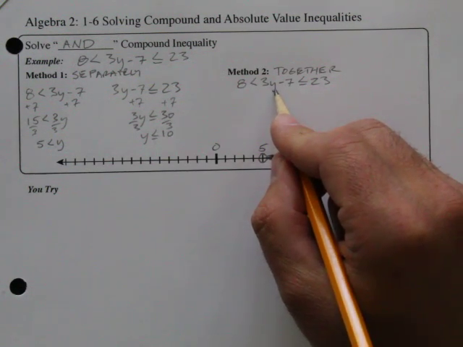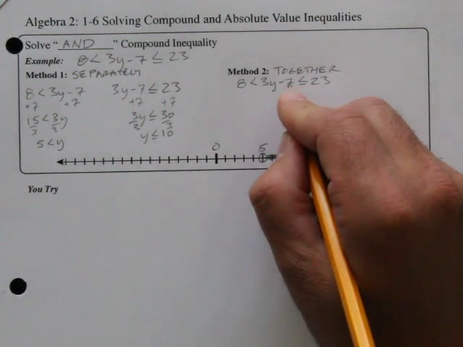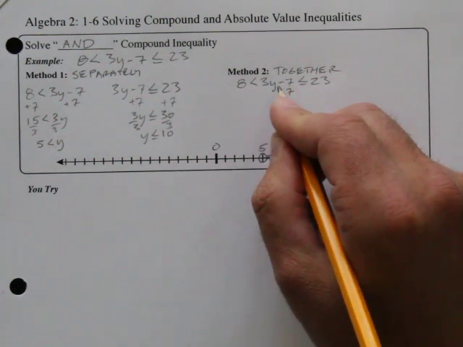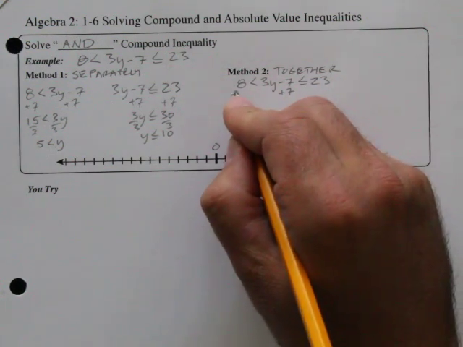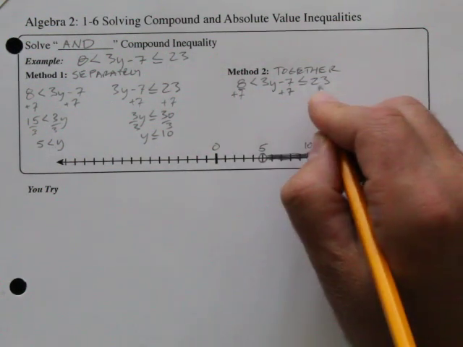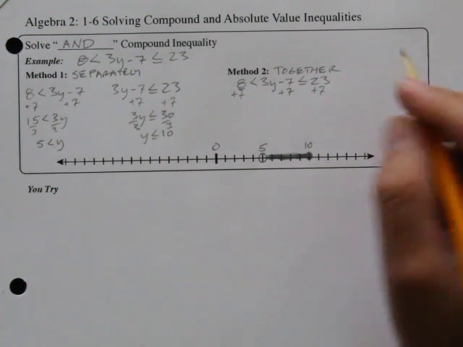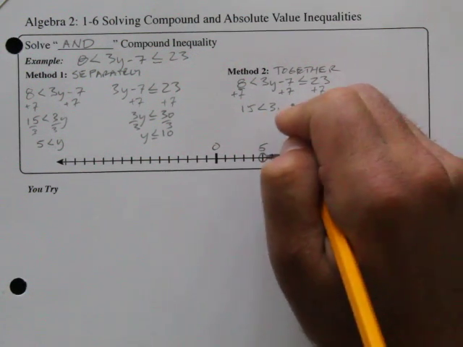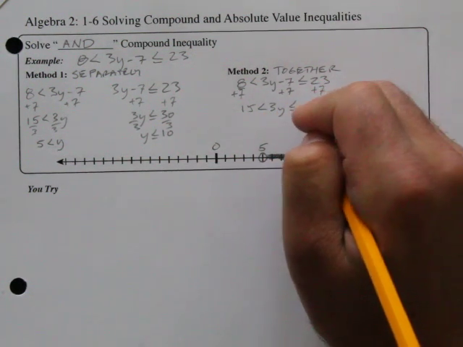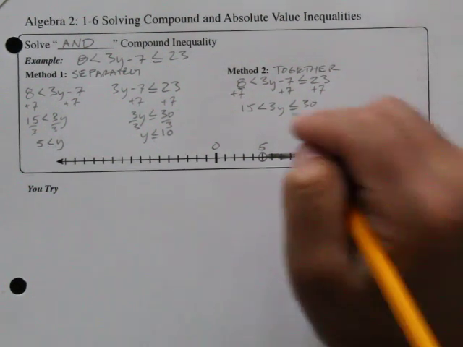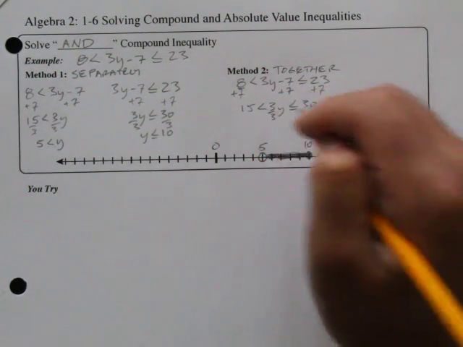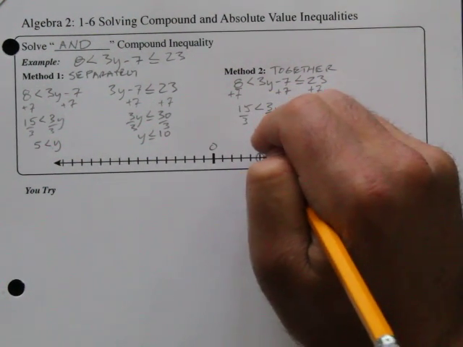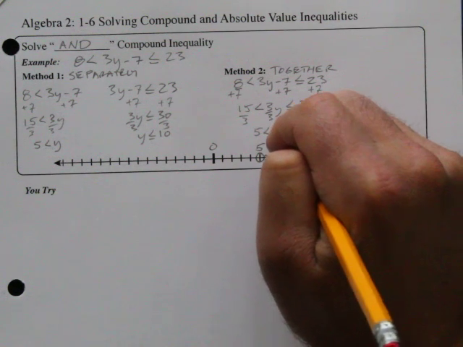I want this y to be by itself. So I want to get rid of this negative 7, so I'm going to add 7. And what I do to this section, I've got to do to all of them. So I've got to add 7 to here, and I've got to add 7 to here. And so now I've got 15 is less than 3y is less than or equal to 23 plus 7, which is 30. Now I'm going to divide by 3 to get that y by itself. Divide by 3, divide by 3. And now I've got 5 is less than y is less than or equal to 10.